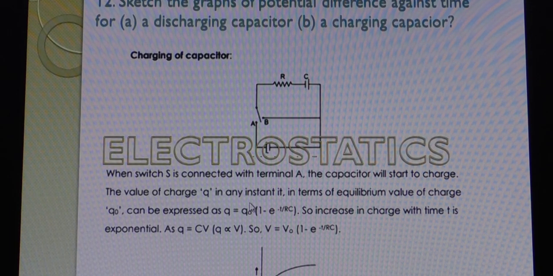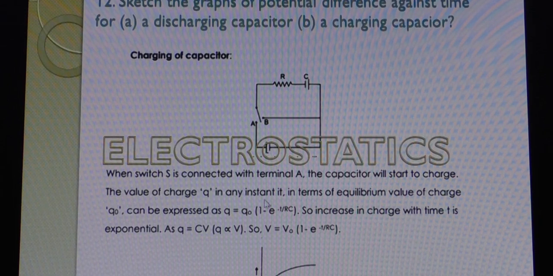The value of charge Q at any instant of time t, in terms of the equilibrium value of Q, that is Q naught, can be expressed as follows. RC is the time constant, as I told you in the previous topic, and during that time the charging process starts and the maximum charge is stored at the plates of the capacitor, given by the relation Q is equal to Q naught into 1 minus e to the power minus t over RC. So the increase in charge with time t is exponential.